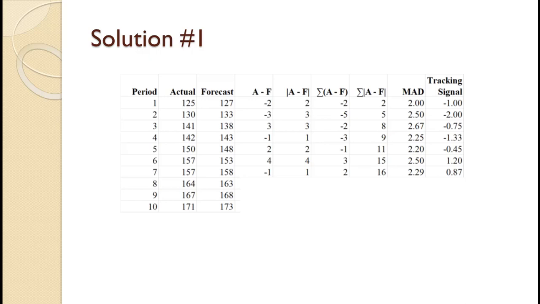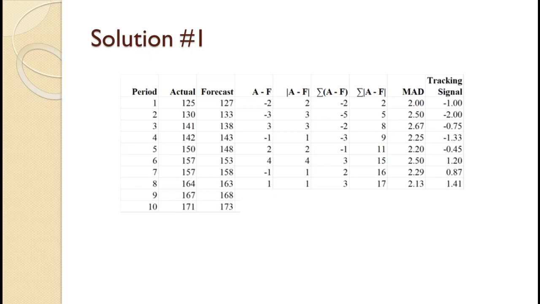For period 7, 157 minus 158 equals negative 1. The absolute value of negative 1 is 1. The cumulative A minus F is 3 plus negative 1 equals 2. The cumulative absolute value A minus F is 15 plus 1 equals 16. The MAD is the cumulative absolute value A minus F value of 16 divided by 7 equals 2.29. Finally, the tracking signal is the cumulative A minus F value of 2 divided by the MAD of 2.29 equals 0.87.